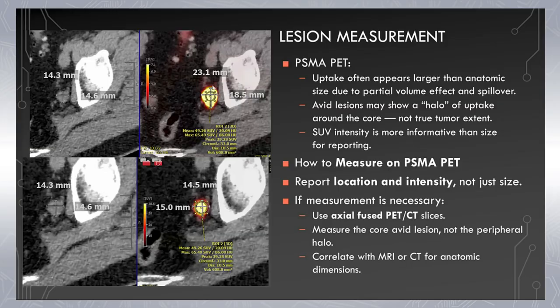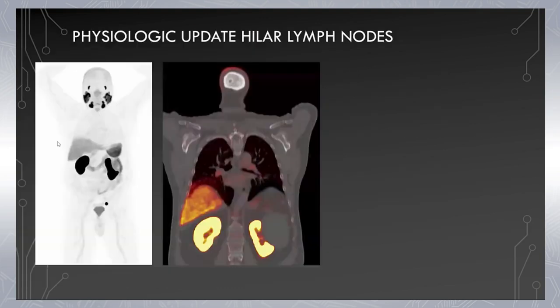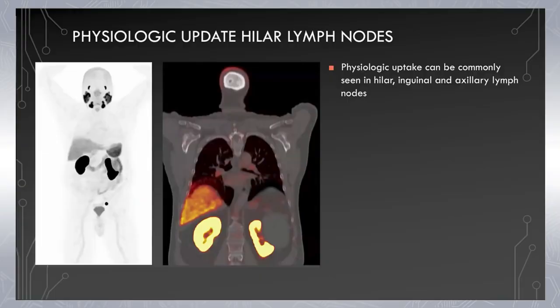When we appropriately window, we actually correlate beautifully with the CT, which is now showing us the node is 1.4 centimeters. So it's important to really go back to that CT to have an accurate measurement of the lesion. Let's talk a little bit about physiologic uptake that can occur in lymph nodes, and that can be commonly seen in the hilar, inguinal, and axillary lymph node regions.